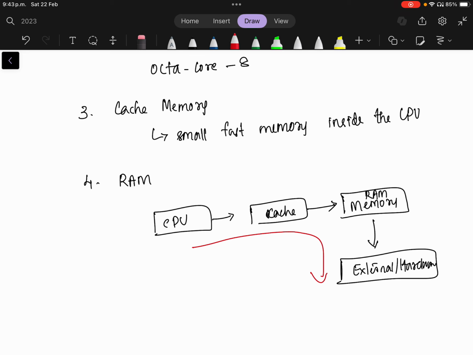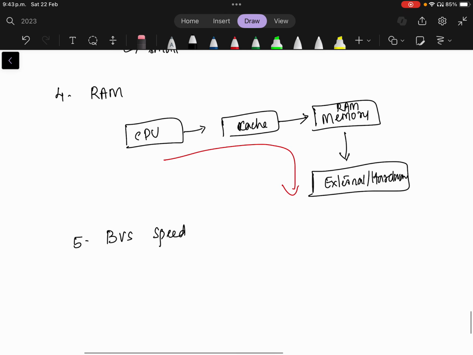Now the fifth factor is the bus performance, or bus speed. The speed of the bus affects how quickly the data travels between the CPU, the RAM, and the other components. A faster bus speed means better data flow and improved performance. So you need to have a faster bus network.